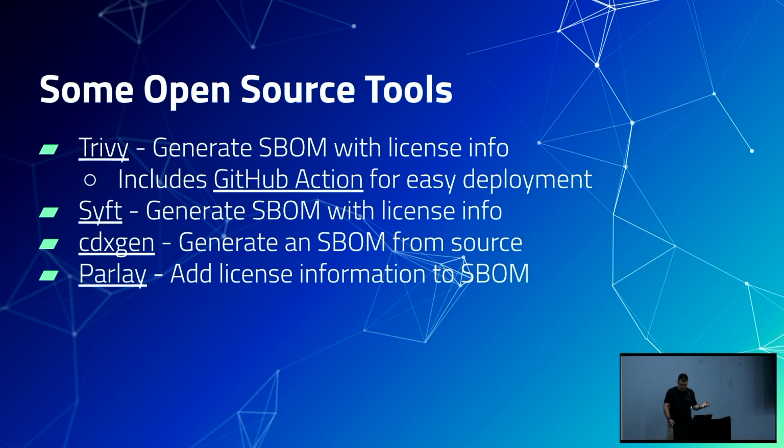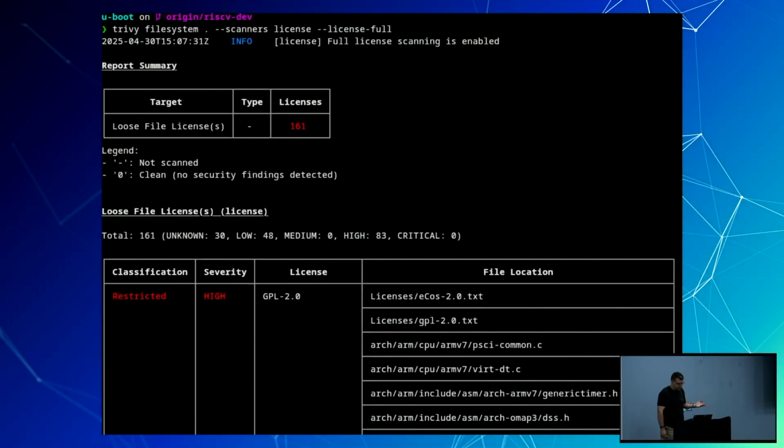So the next question becomes, how do you track it? To give you an example of what this looks like, this is Trivy. I did it against U-Boot. By default, it does not include licenses, so you have to tell it to do that. I tried to run some of the other tools that were on the previous slide, and it turns out that Syft doesn't like C code, but that's fine. Works great on Python and various other things.